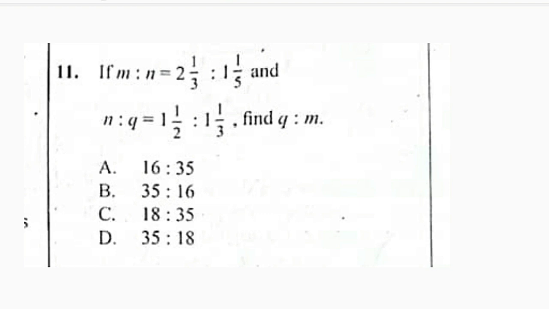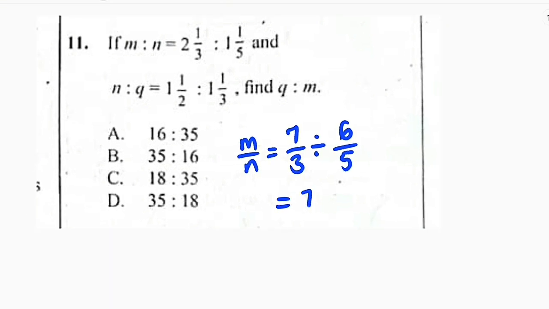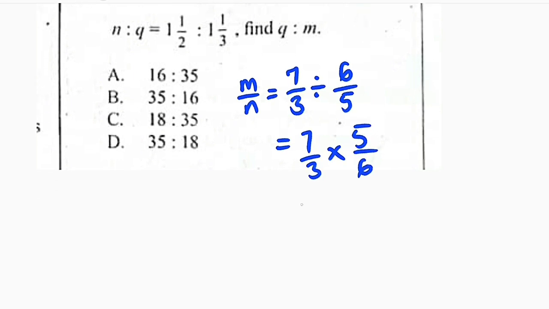A ratio can also be expressed in terms of division, so we can write m divided by n to be equal to, what is this? Let us transform it into an improper fraction. 3 times 2 is 6 plus 1 is 7, divided by 3. We equally divide by this, which is 5 times 1 is 5 plus 1 is 6, divided by 5. Now we can transform this into 7 divided by 3 multiplied by 5 divided by 6. If you simplify, to the top you have 7 times 5 is 35, divided by 3 times 6 is 18. Let us keep this one aside.